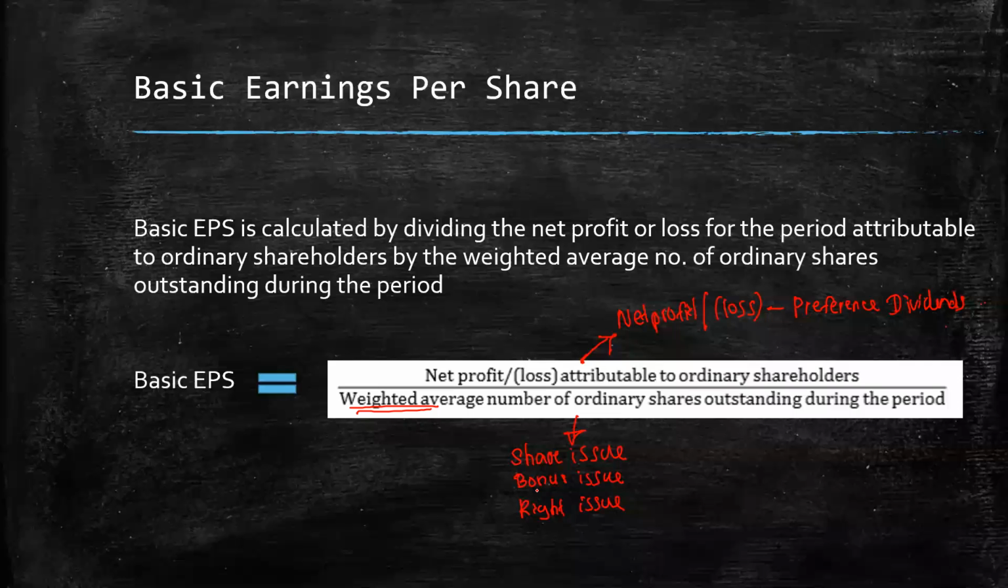Because of these reasons, right, the number of ordinary shares outstanding during the period can be changed. If the number of ordinary shares outstanding during the period changes, we need to calculate a weighted average figure for that. Right? So this is how we can calculate basic earnings per share. So we will discuss this with some examples as well.